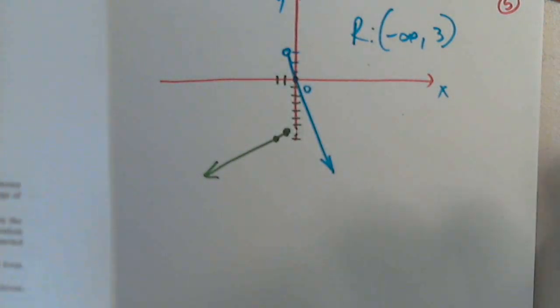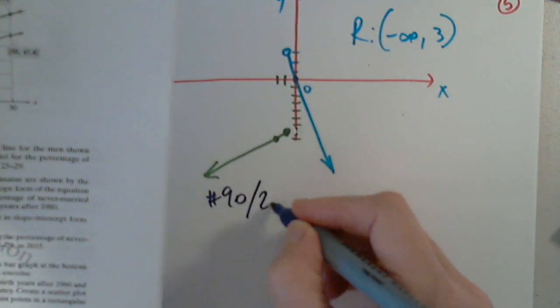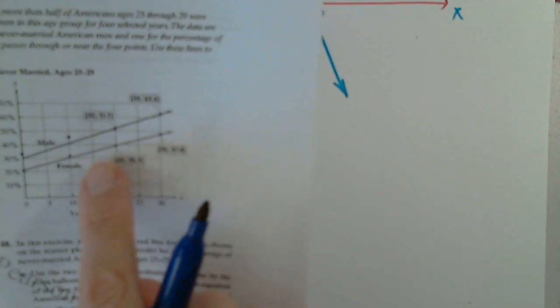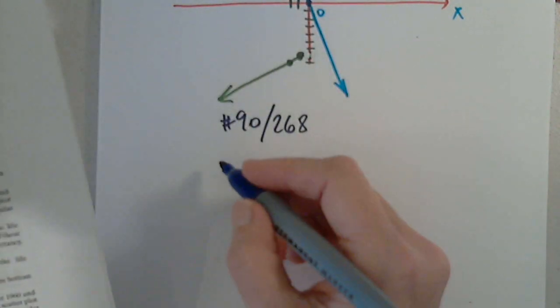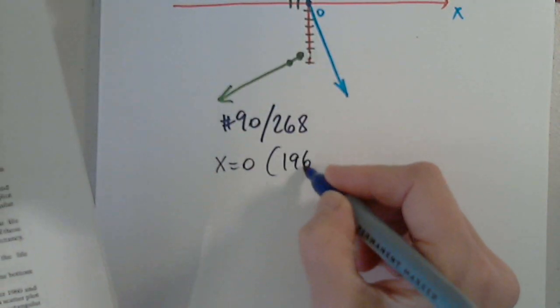Let's look at problem 90. So it's 90 on page 268. Use the data for females. So females is this data shown in the bar graph at the bottom of the previous column to solve the exercise. Let X represent the number of birth years after 1960. So I take notes as I read. It says X represents the number of birth years after 1960, which means X equals 0 represents 1960. And let Y represent female life expectancy. Okay.